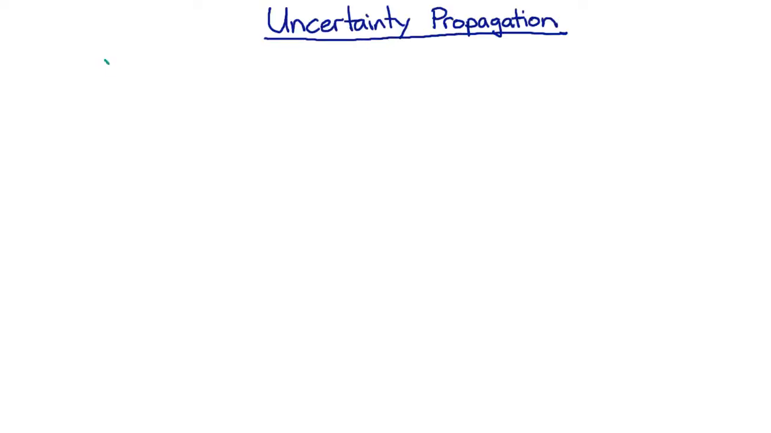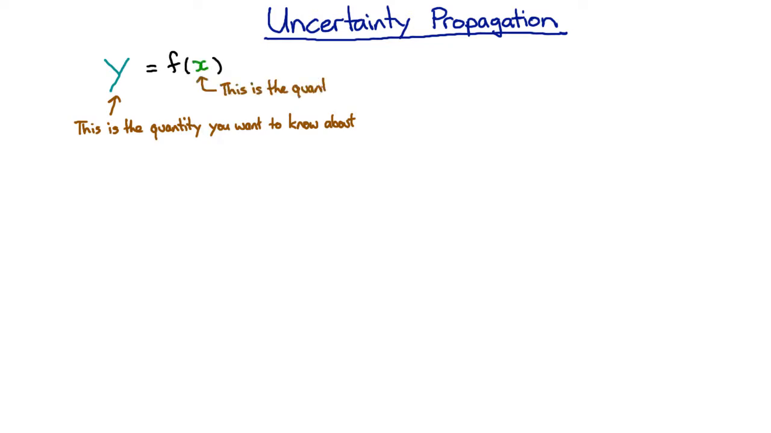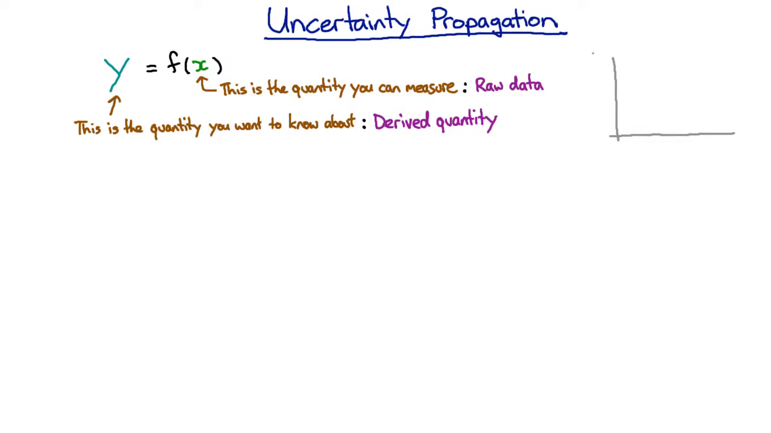So suppose there's some quantity you want to know about, but it's a function of some other variable, which is the variable that you can measure. So the thing you can measure is called the raw data, and the thing you're trying to calculate is called the derived quantity. So my derived quantity is going to depend on the variable that I'm getting my raw data for. So supposing I measure a particular value for x, of course I'm going to have some sort of uncertainty in that.